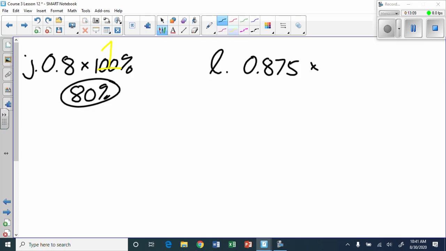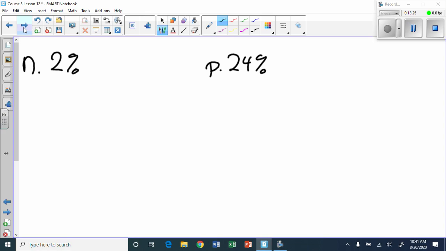So this same thing, multiply by 1, the identity property. Every power of 10 moves the decimal 2 places, so here we hit 87.5, 87 and 5/10%. Moving through. N, 2%, 24%. We can only imagine what we're going to do with these.